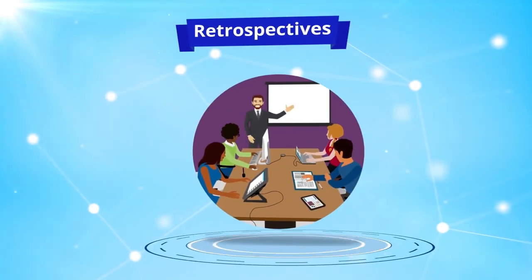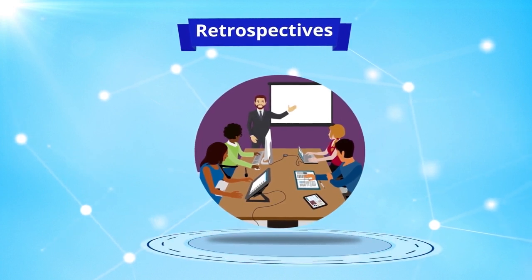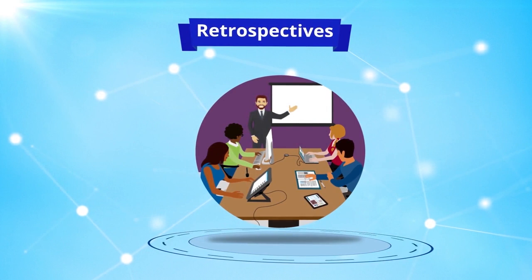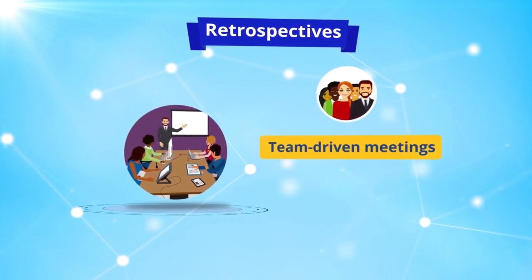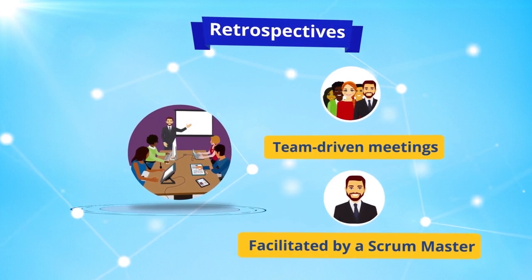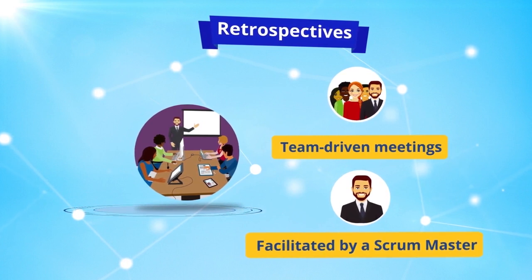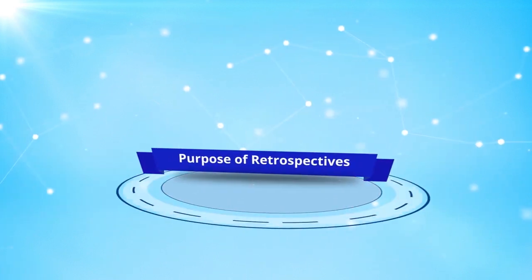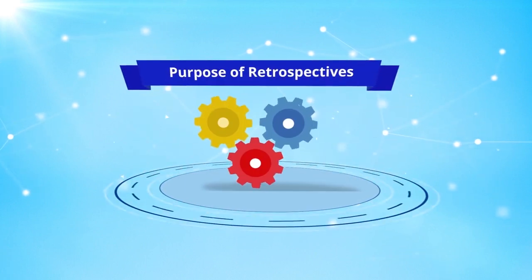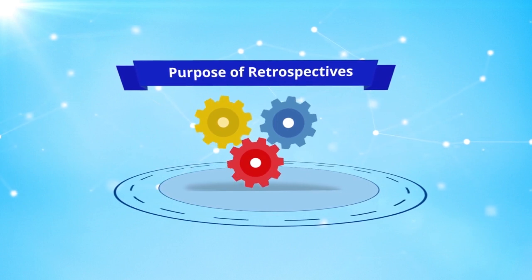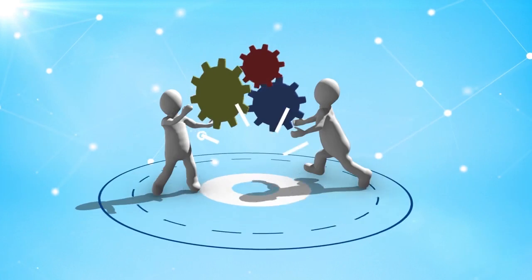Agile retrospectives are special meetings that take place at the end of a period of work, usually at the end of an iteration, but they can also be conducted at the end of a release. These meetings are team-driven, which means that even though they may be facilitated by a Scrum Master or somebody else, the team is in large part contributing to the content of the meeting. The purpose of retrospectives is to examine the work that we've been doing together, analyze the results, and then identify ways to improve.